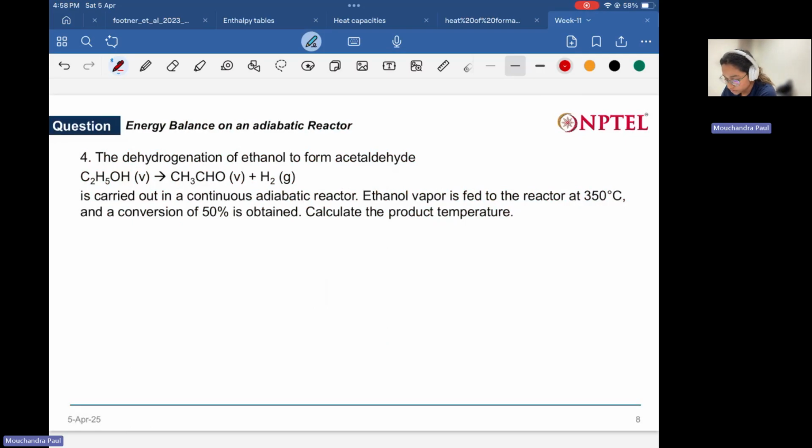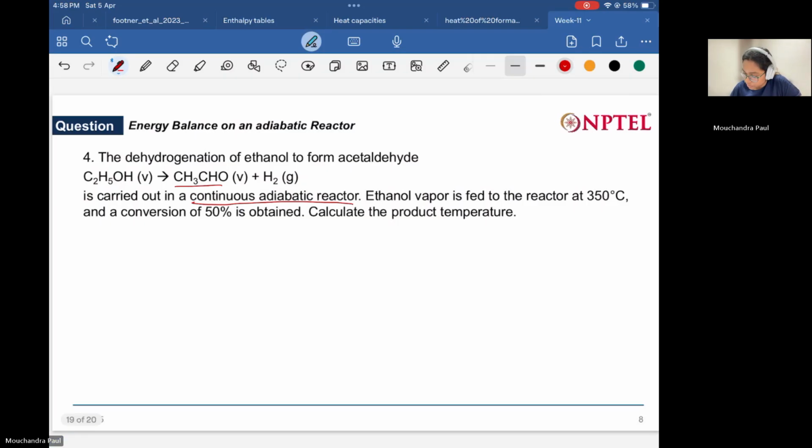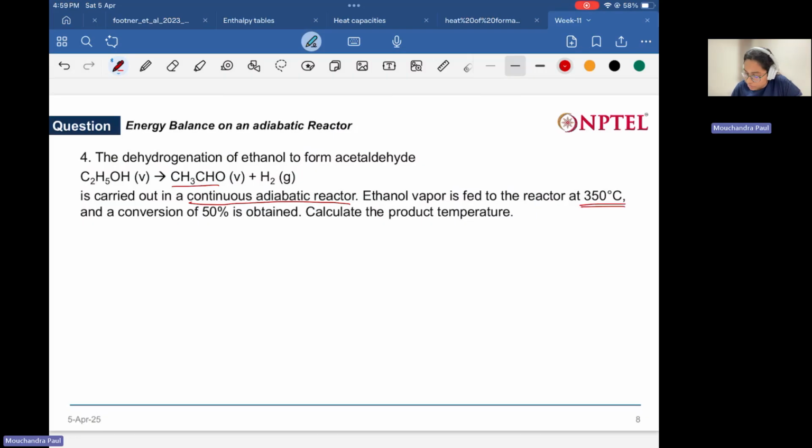So this is the energy balance on an adiabatic reactor. Here the dehydrogenation of ethanol to form acetaldehyde, CH3CHO, undergoes this reaction where ethanol in vapor state is converted to acetaldehyde and H2 and is carried out in a continuous adiabatic reactor. Hence Q equals 0. Alright. Ethanol vapor is fed to the reactor at 350 degrees Celsius and a conversion of 50% is obtained. So calculate the product temperature.